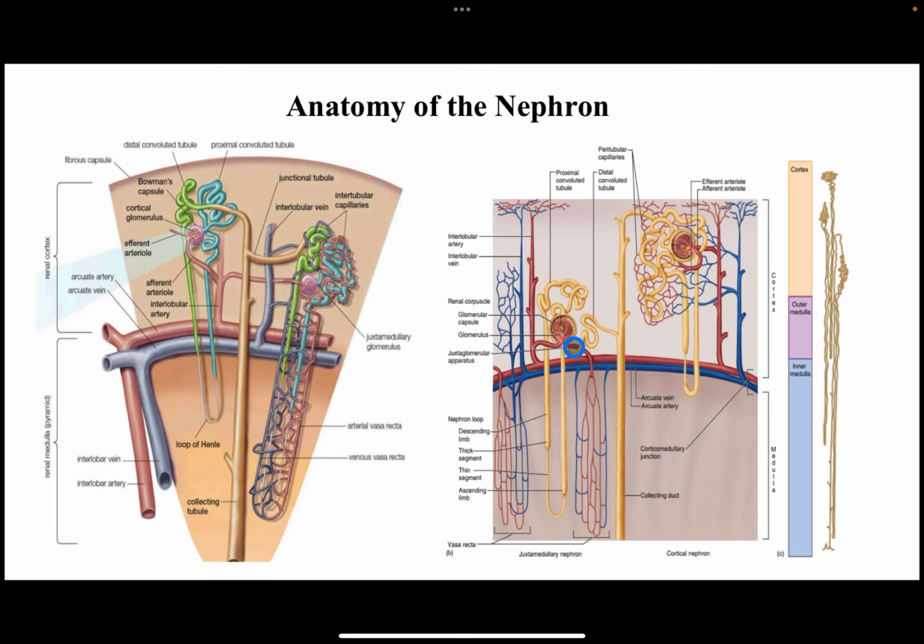Okay, and remember that within this afferent arteriole we have some cells. We call them the juxtaglomerular cells. And then within this distal convoluted tubule, we have some cells inside. We call them the macula densa cells, and it's important that you remember them, because we will come to those cells and their relevance. Okay, and we'll talk about it.